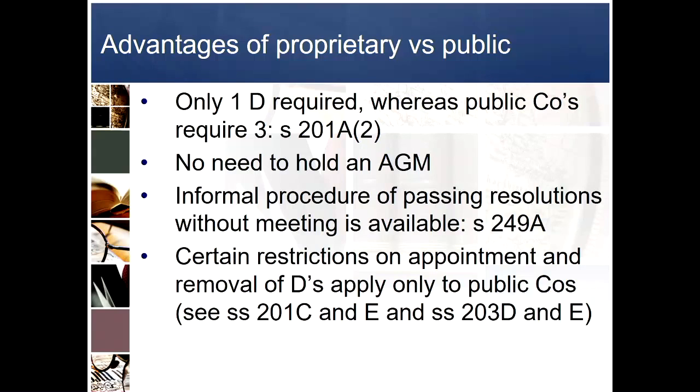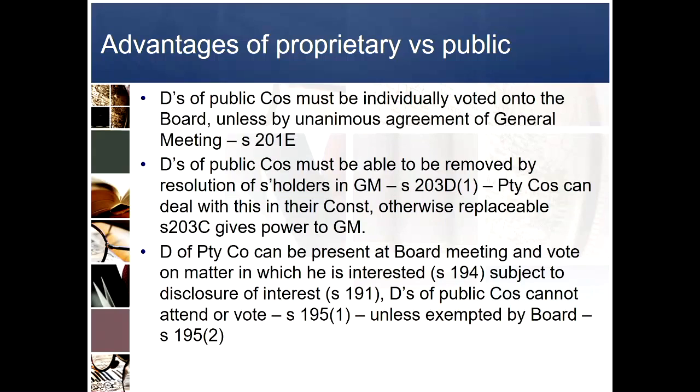Proprietary companies do not need to hold an annual general meeting, and they have this informal process for passing resolutions. There are these restrictions on appointing directors, which are set out there. So directors of public companies must be individually voted onto the board, and the directors of public companies must be able to be removed by resolution of shareholders.